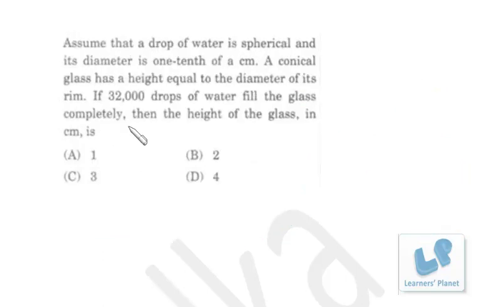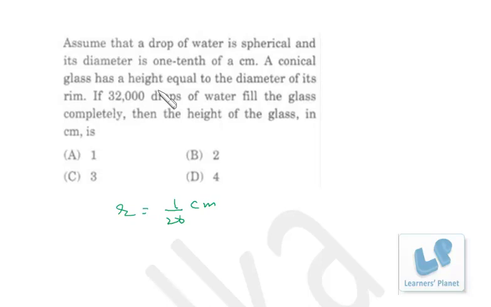Assume that a drop of water is spherical and its diameter is 1/10 of a centimeter. A conical glass has height equal to diameter of its rim. If 32,000 drops of water fill the glass completely, then find the height of the glass in centimeters. Now the drop of water is spherical, and its diameter is 1/10 of a centimeter. That means the radius will be 1/20 centimeter. That is the radius of this droplet, right?